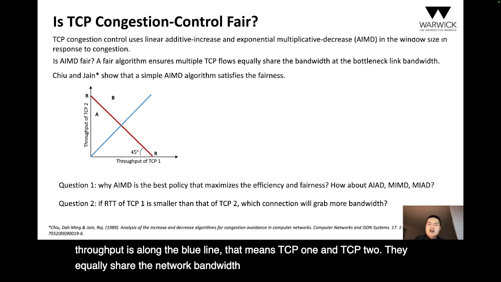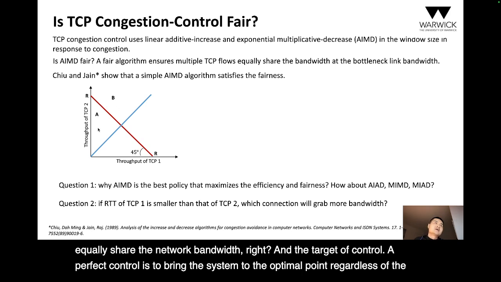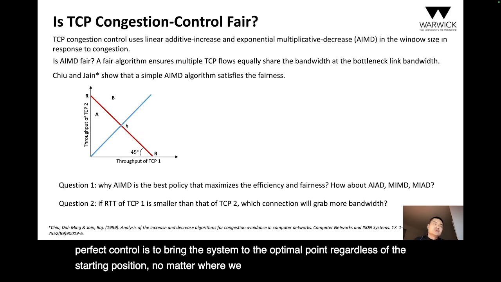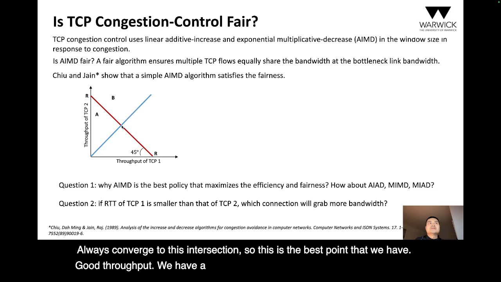And the target of perfect control is to bring the system to the optimal point, regardless of the starting position. No matter where we start, we should always converge to this intersection. This is the best point, where we have good throughput, good efficiency, and good utilization.